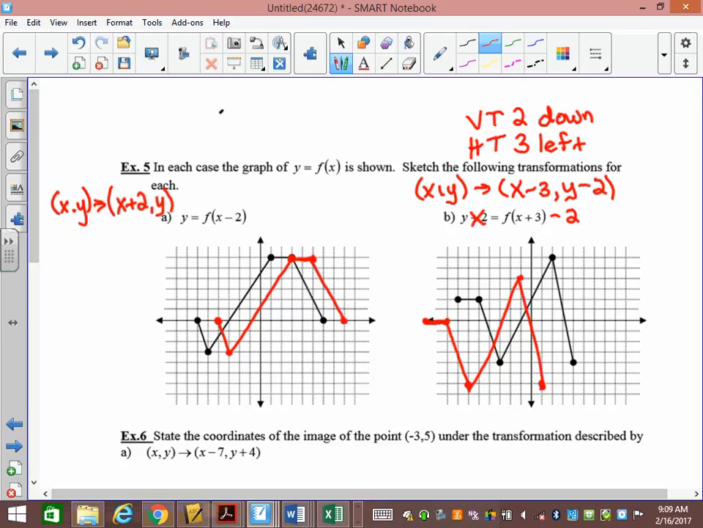Like I said, with horizontal and vertical translations, it's not as complicated, right? But when I start adding all the rest in, then I see graphs that look seriously wonky.